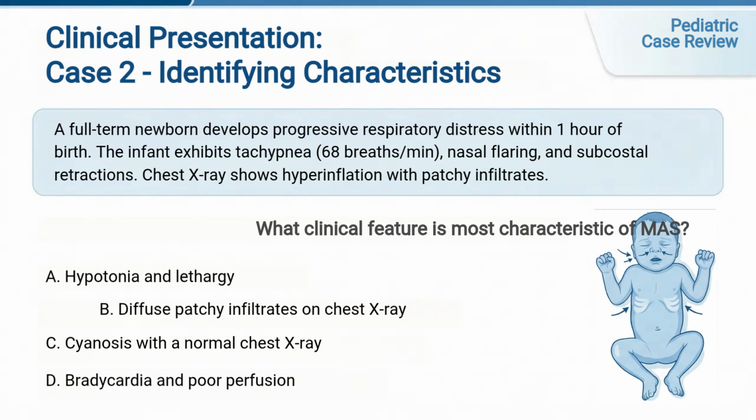The infant exhibits tachypnea at 68 breaths per minute, nasal flaring, and subcostal retractions. Chest X-ray shows hyperinflation with patchy infiltrates. What clinical feature is most characteristic of Meconium Aspiration Syndrome?